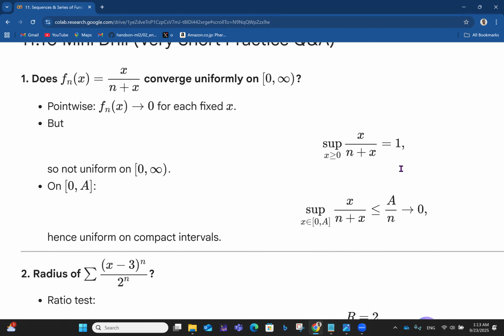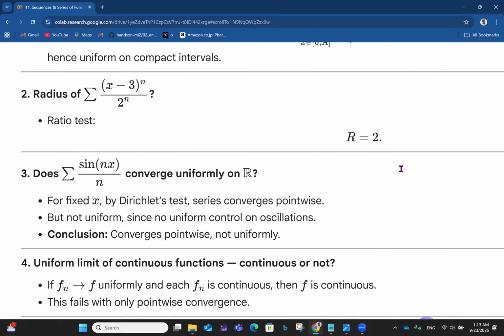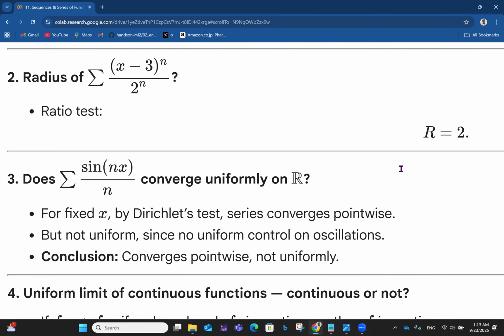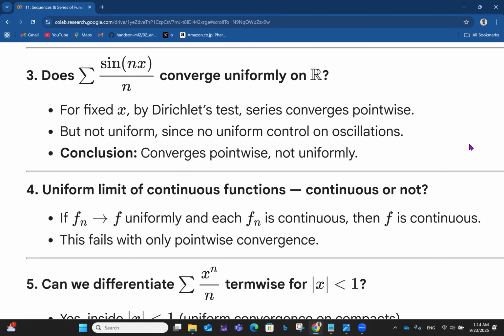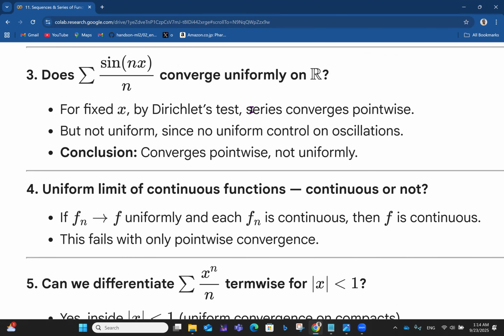Okay. Then what about the radius of the series, summation of x minus 3 raised to n over 2 raised to n? Using the ratio test, you have the radius r equals 2. And then 3, does sine nx over n converge uniformly on R? For fixed x, by Dirichlet's test, the series converges pointwise, but not uniformly, since there is no uniform control on oscillations. In conclusion, this converges pointwise, but not uniformly, right?